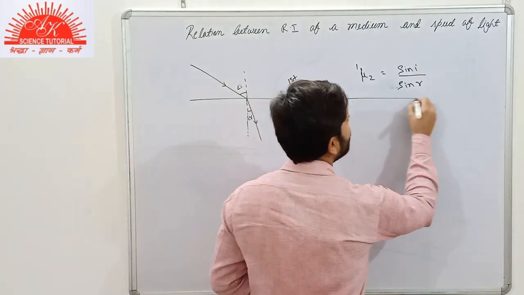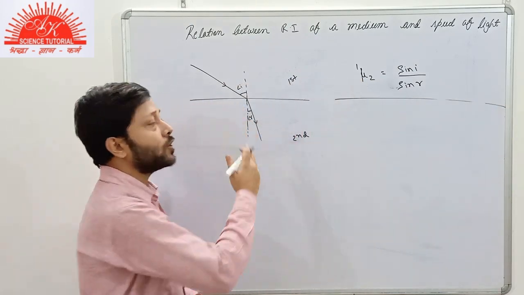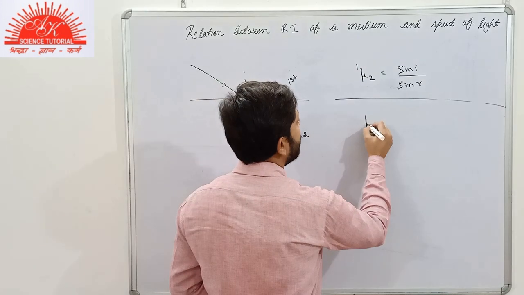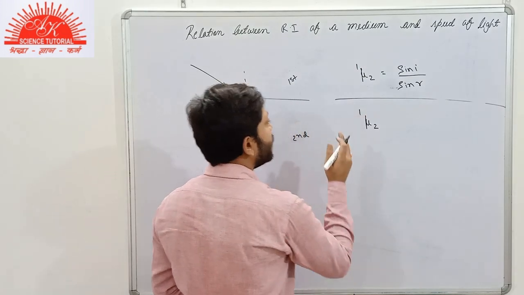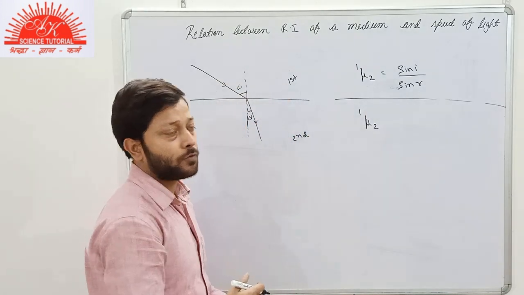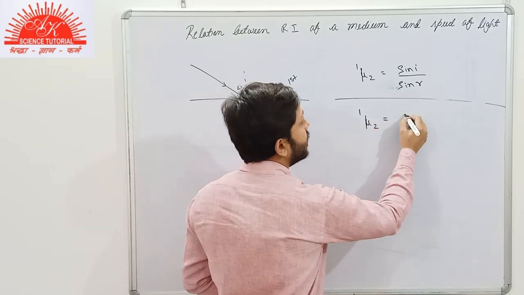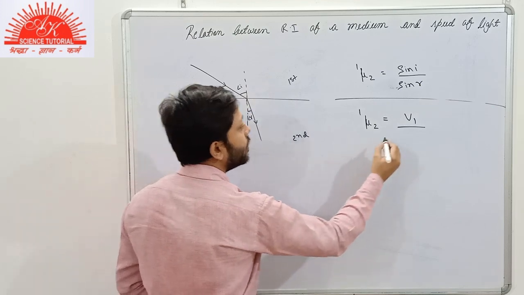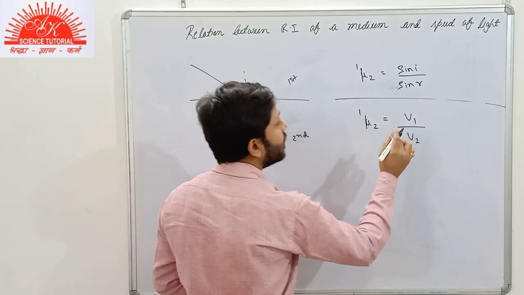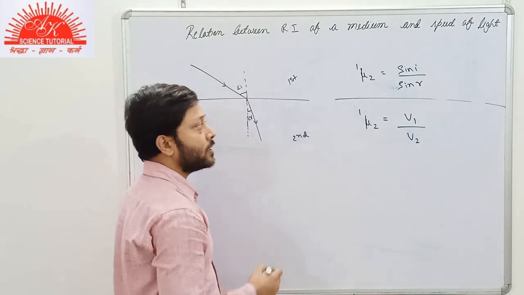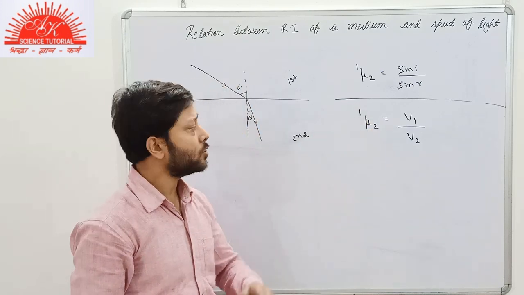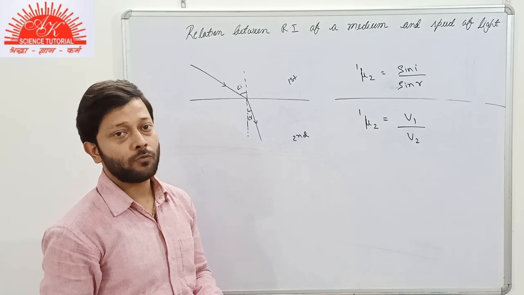Then what do we do to find the refractive index of the second medium with respect to the first? It's very simple. We define the refractive index of the second medium with respect to the first as the ratio of the speed of light in the first medium to the speed of light in the second medium. This is the second ratio that defines the refractive index of the second medium with respect to the first.